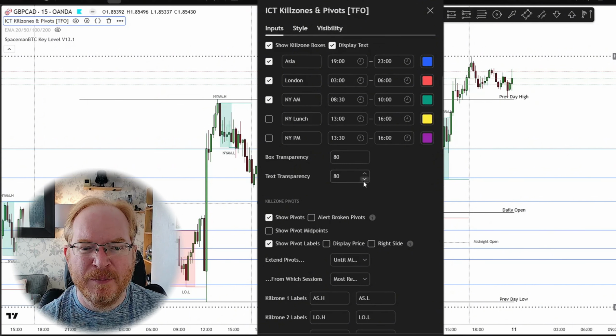Show the day of the week, I quite like that. So I think that's this bit here. So it's easier to see when you're looking back through the chart. Thursday, Friday, etc. Again, you don't need that. It makes no difference to the actual trade plan or setup. So we got midnight open. That's quite a useful one. A lot of people forget about that. I'll show you that now.